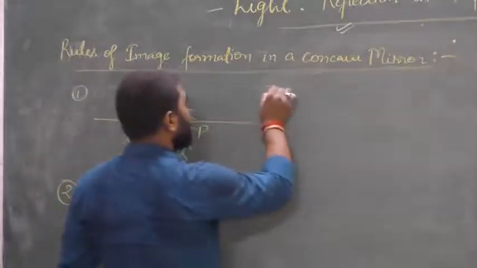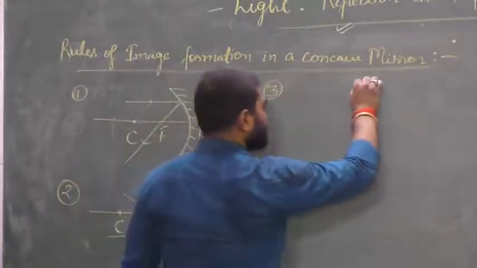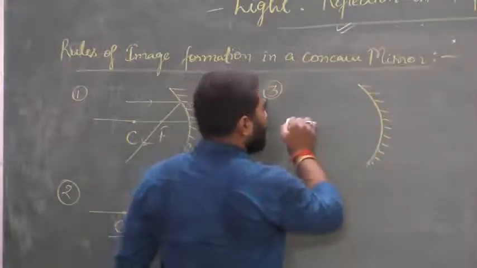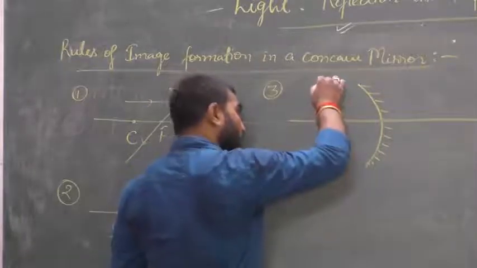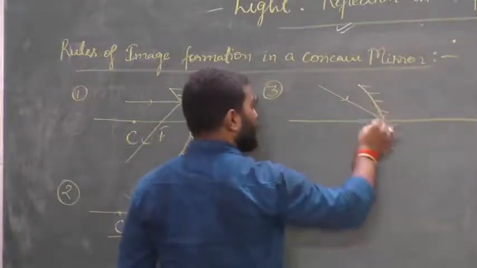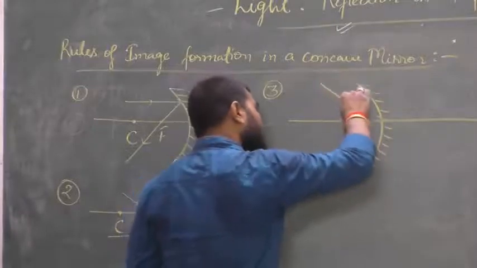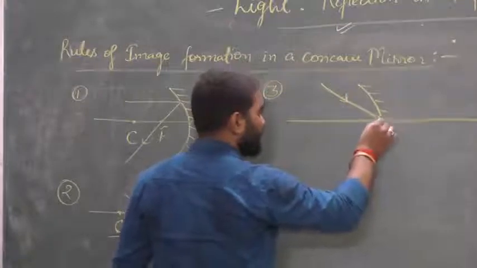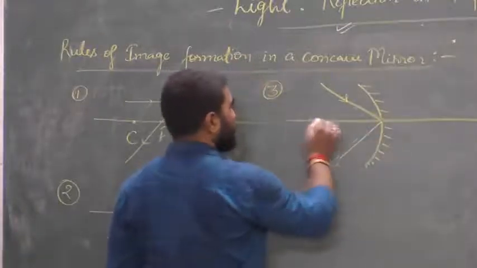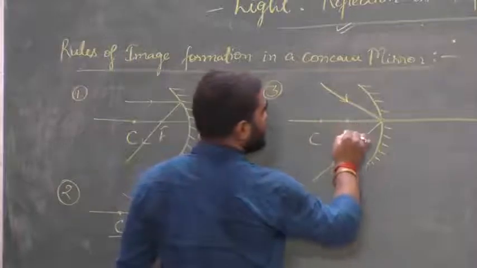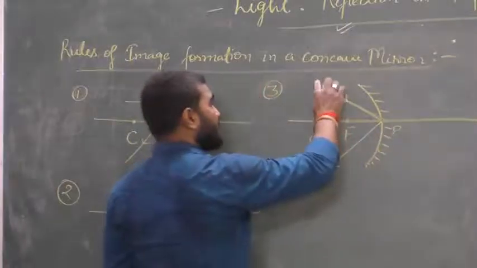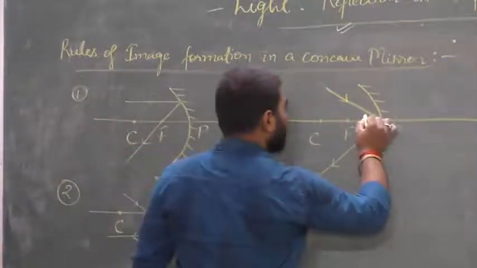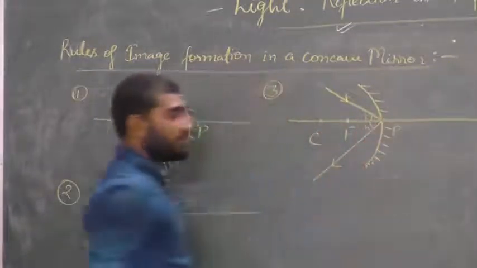Next, third rule is what? When the ray of light falls obliquely on the pole, it gets reflected with the same angle. Okay, with the same angle. This is the center of curvature, this is the focus, this is the pole. If the ray of light falls obliquely on the pole, it gets reflected with the same angle, meaning the angle of incidence will be equal to the angle of reflection.